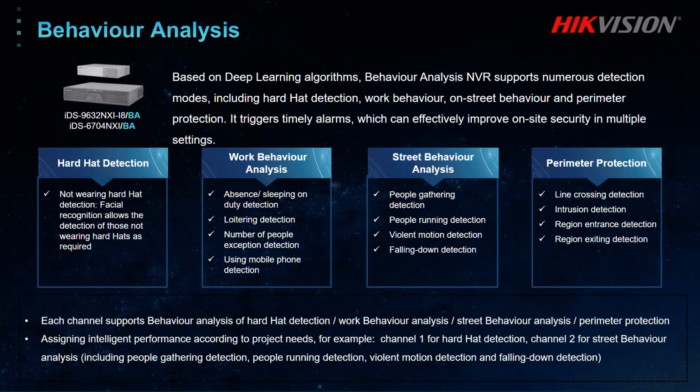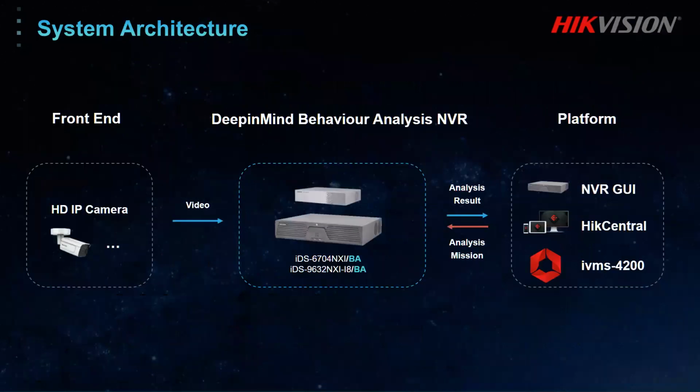We can raise awareness of hard hat wearing in critical areas such as building sites or construction areas. Number two, work behavior analysis, checking desk absence, people overstaying, or mobile phone usage detection. Number three, street behavior analysis, loitering, or group gathering detection. And lastly, perimeter protection, classic detection like line crossing, intrusion, and region entering and exit.